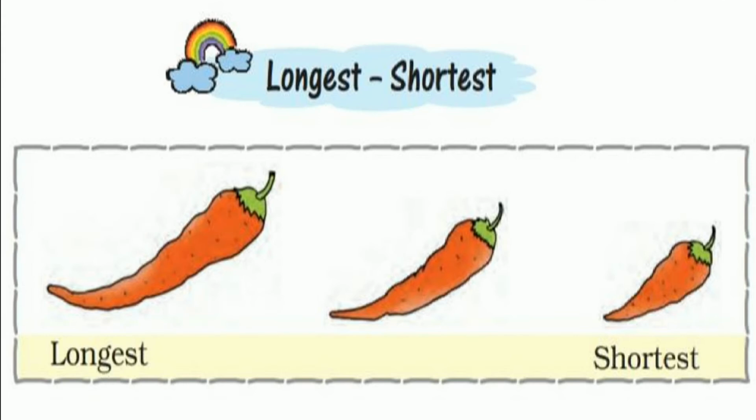Next, longest, shortest. Children, when we compare between two, we say longer, shorter. But when we compare between more than two objects, then we say longest, shortest, right? Here you can see three chilies. The first one is long, the second one is of medium size, and the third one is short. So we say the first chili is the longest among three. And the last chili is the shortest among three. In the same way, we shall solve the remaining.